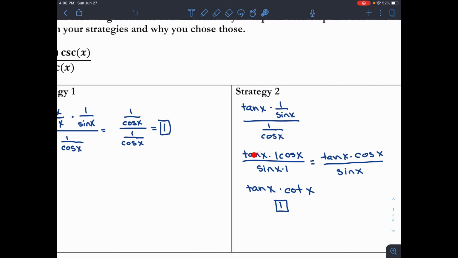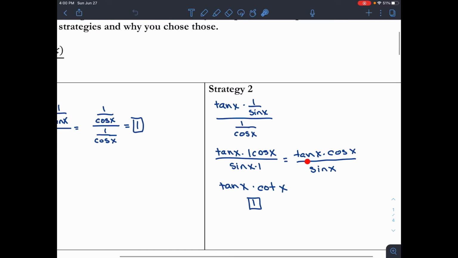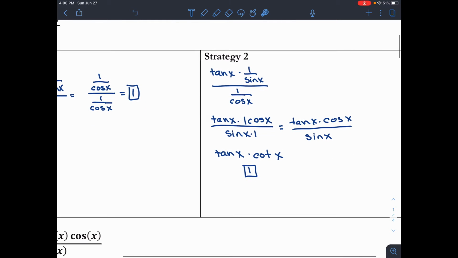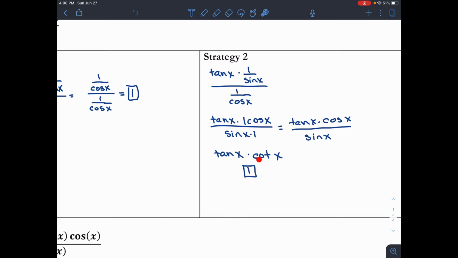So what we have left is tan x times 1 over cosine x over sine x times 1, which is basically the same thing. So we just have tan x times cosine x over sine x, and we know that cosine x over sine x is cotangent x. So tan x times cotangent x is tan times 1 over tan x, and again this equals 1.